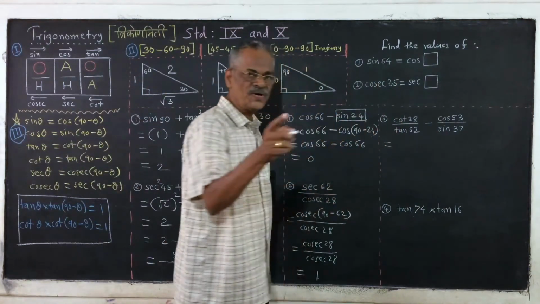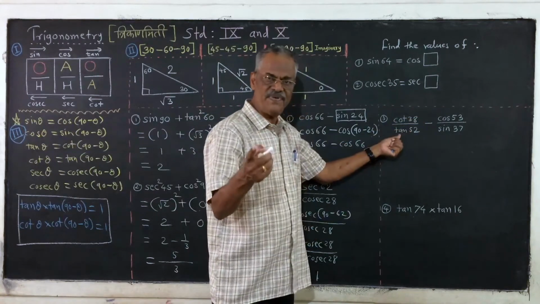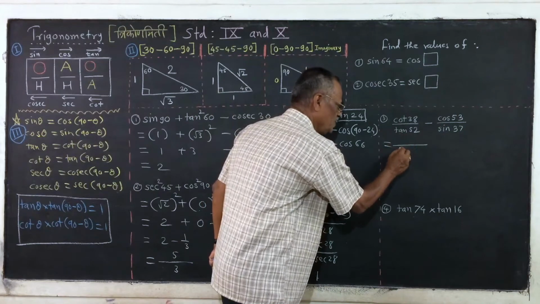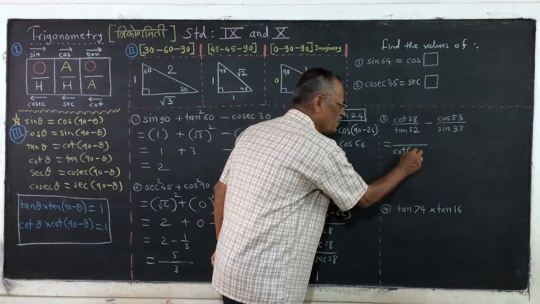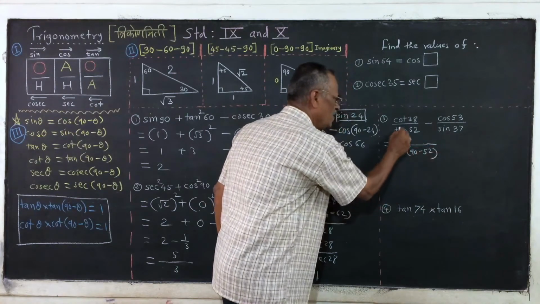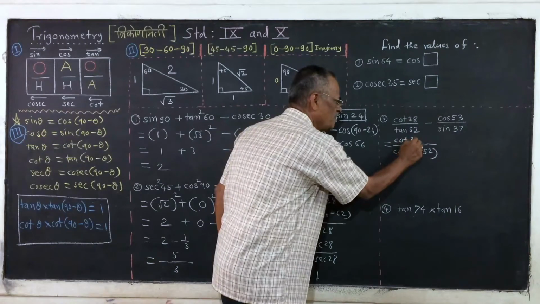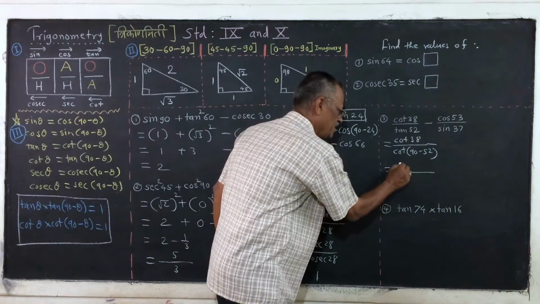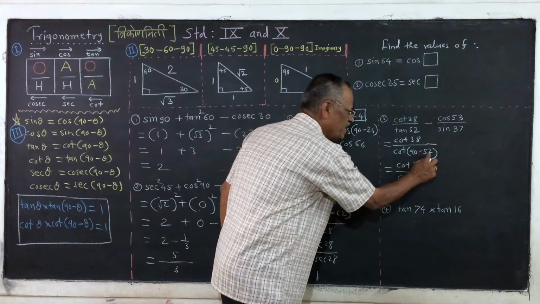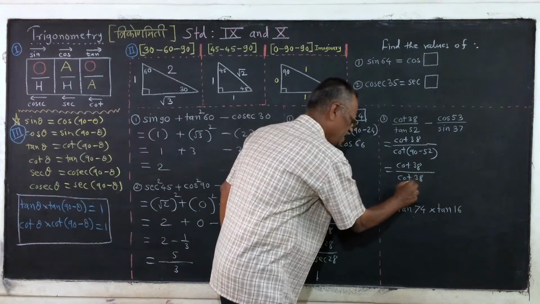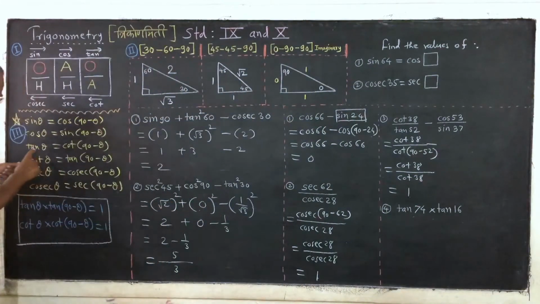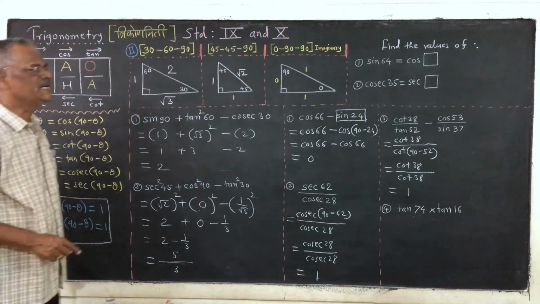This one, cot 38 divided by tan 52. Try to convert. You can convert denominator also. Denominator cot of 90 minus 52. Numerator cot of 38. What is that? Cot of 38 divided by cot of 90 minus 52. It is 38. So what is the value there? 1. We are using this identity, 90 minus theta.